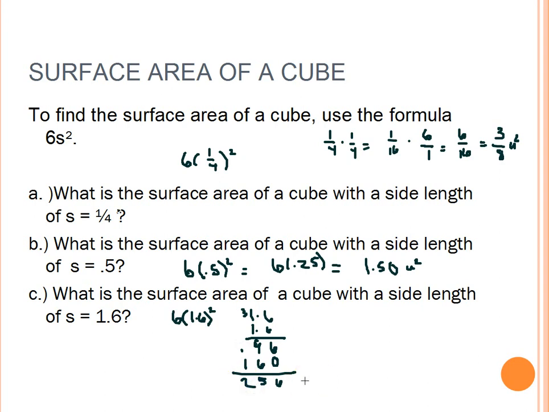256. But I know it was 1 and 6/10, so I have 2 decimal places in my problem, 2 decimal places in my answer. So now I have to take 2.56 and multiply it by 6. So that's 36, carry the 3, 30, 33, carry the 3, 12, and 15. And how many decimal places do I have in my problem? I have 2. So I have 2 in my answer. So my answer is 15 and 36/100 units squared. Please make sure you write this in your notes if you didn't have it done correctly.